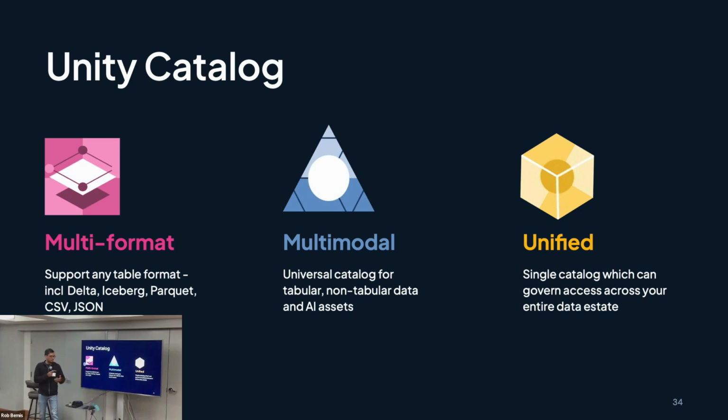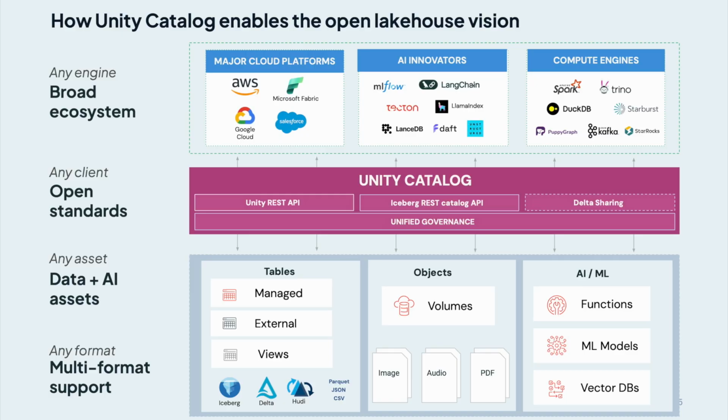And so that's overall what Unity Catalog was intended to solve, by being multi-format, supporting all the different types of table formats out there: Delta, Iceberg, Parquet. Multimodal, supporting beyond tables, supporting files and AI assets, and with unified governance. Okay, so if you don't take anything else from the talk, this is the key thing I would like you to take away.